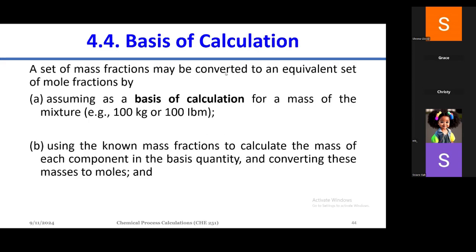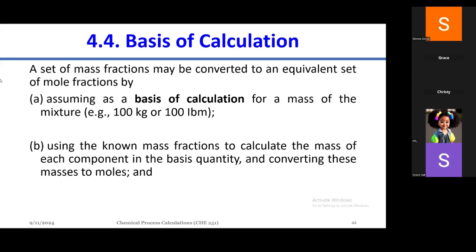And then the B. So the A is saying that assuming as a basis of calculation a mass of the mixture. And then the B, using the known mass fraction to calculate the mass of each component in the basis quantity and converting these masses to moles. So the whole idea of this particular slide is just talking about how to convert mass fractions to mole fraction. It's the same mixture. We know mass is different from moles, but then we can convert one to the other.